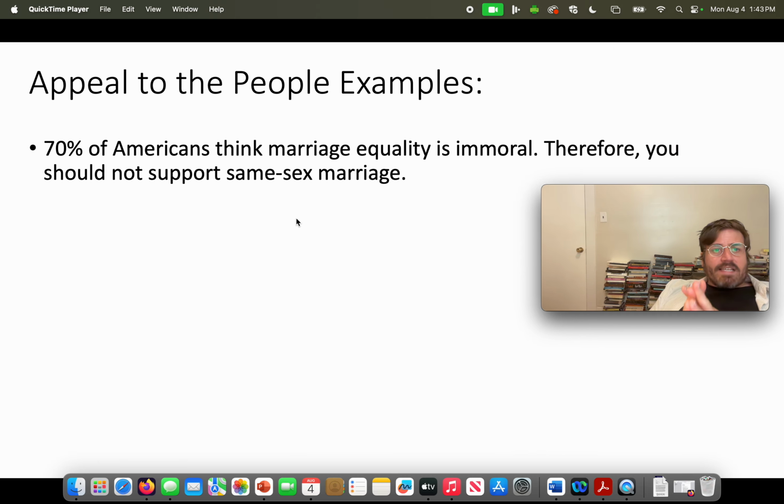If I say something like 70% of Americans think marriage equality is immoral, therefore you should not support same-sex marriage, right? The fallacy here is kind of the majoritarian fallacy. Just because the majority of Americans think marriage equality is immoral, you should too. Why is this a fallacy? Well, I haven't actually proven anything about what would be better or more moral about the position.